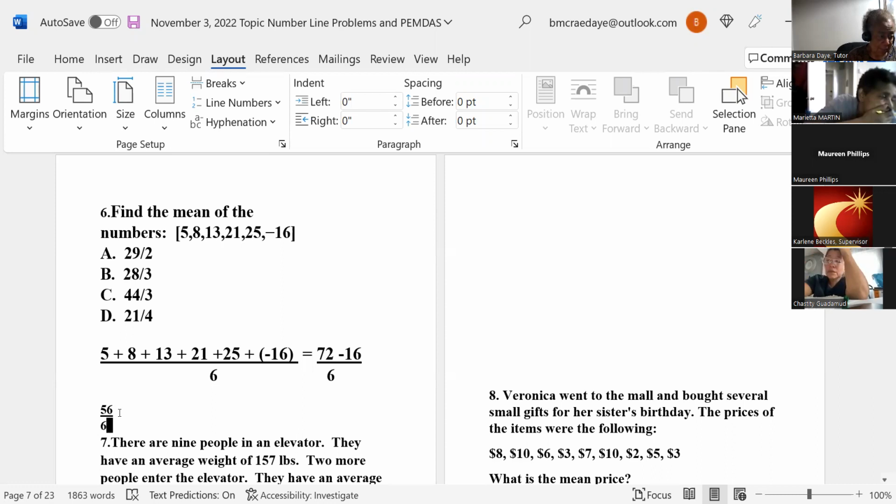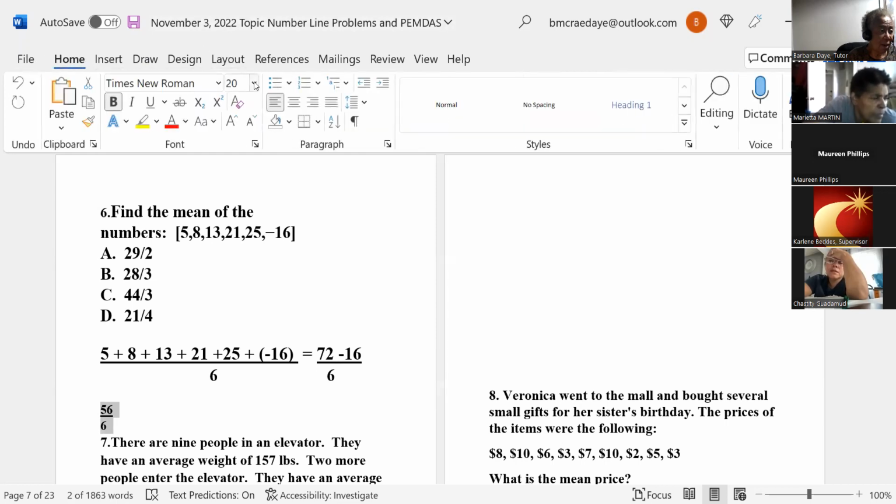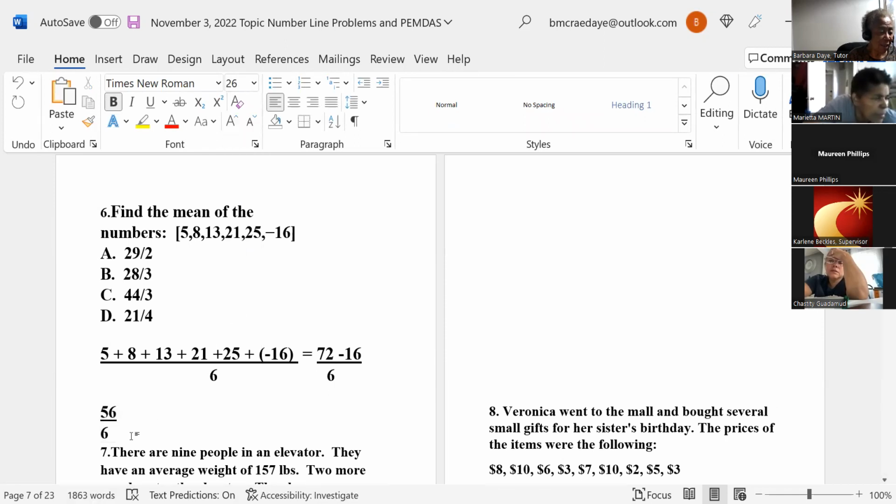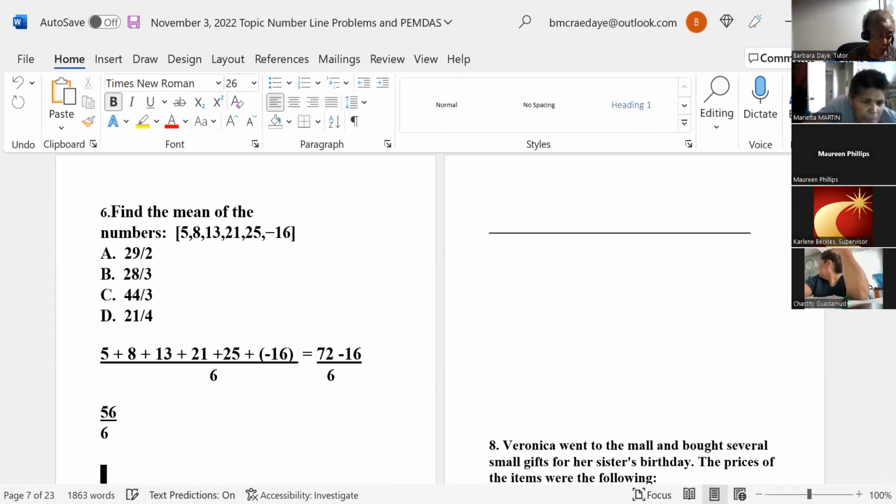That's divided by 6. Let's make that bigger. You get 9.33. We have to divide that by 6. You don't get any of the numbers you had there. You say you don't get any of those numbers, right?